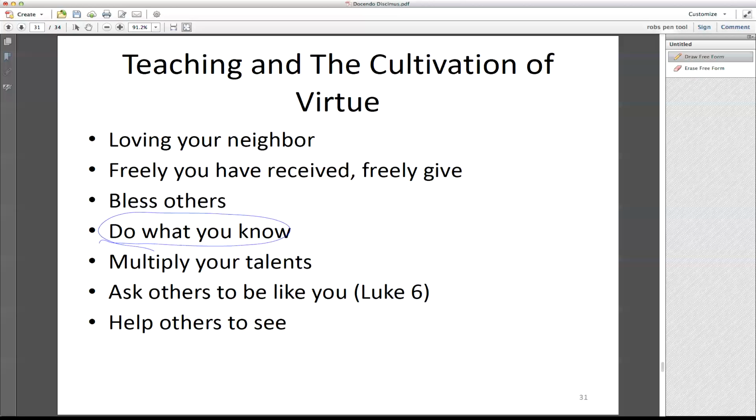That it's the condition for receiving more truth. It's this issue of multiplying talents as well. Use what you have, invest what you have. And what better way to do that than to help someone else to have what you have? You're asking others, and this is kind of scary, to be like you.